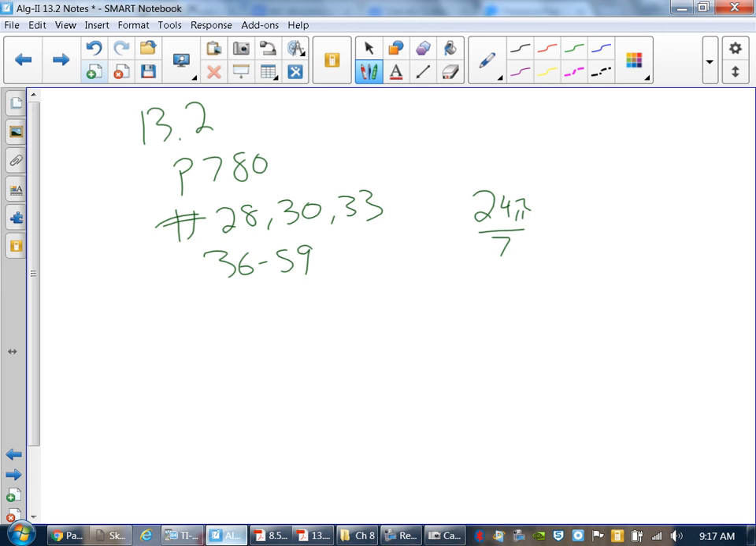If I want to do coterminal of 24 pi over 7, first thing, you know how I told you guys how much I loathe mixed numbers? This is the one time mixed numbers make sense. Do you remember how to convert a top-heavy fraction into a mixed number? Think of it this way. 7 goes into 24 how many times? 3 times, and how many are left over? 3. So this is 3 and 3/7 pi. Are you okay with that?